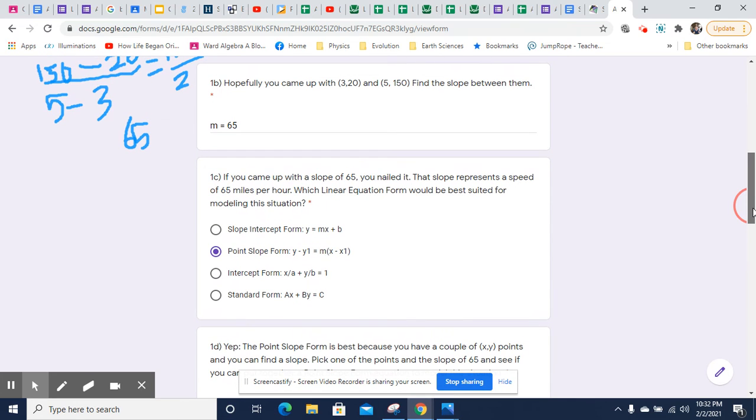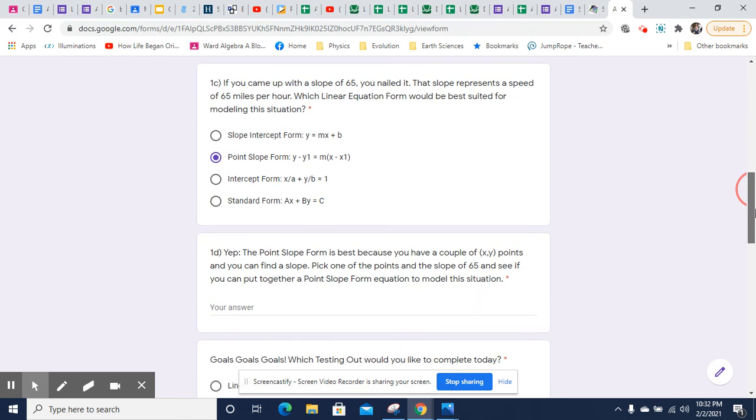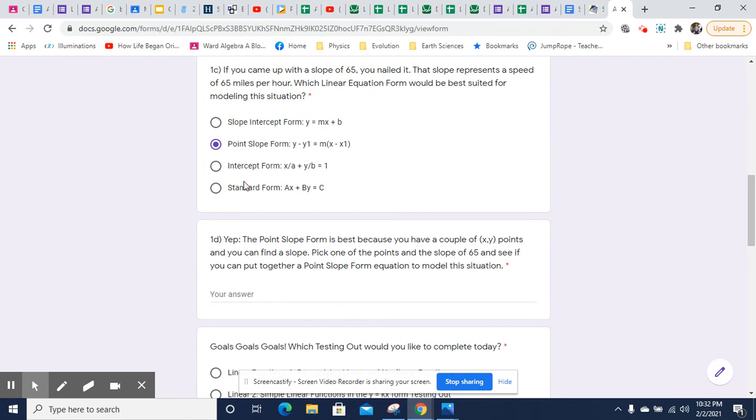But in terms of word problems, standard form is going to generally work with a couple of products that add up to something. So miles per hour times time, and a different number of miles per hour times a different time. That could work for standard form. Okay, so the point-slope form is best, as I noted above.